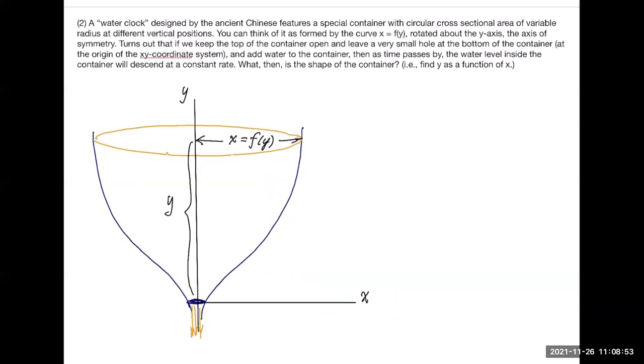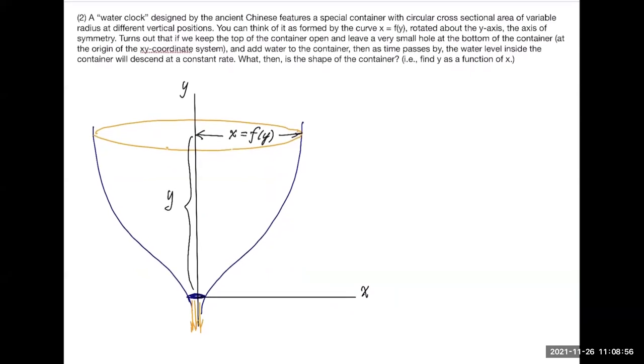Okay, this problem is about a very clever design of what's called a water clock. There are all kinds of water clocks. They have pretty much the same basic function, that is, they use the movement of water to tell time. But in this case, you have a container of a certain shape. It's cylindrical in the sense that its cross-sectional area at any point is always circular. So you have a circle here. But as you look at different positions, you find the circle has different radius.